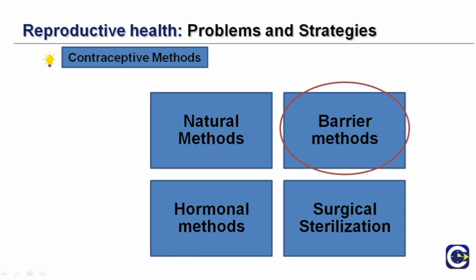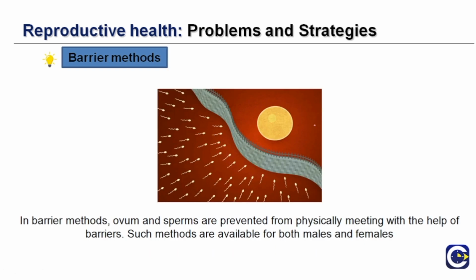So the next contraceptive method we talk about is the barrier method. We have already seen the natural methods. Now we will talk about barrier methods. So what is the basic concept behind the barrier method?